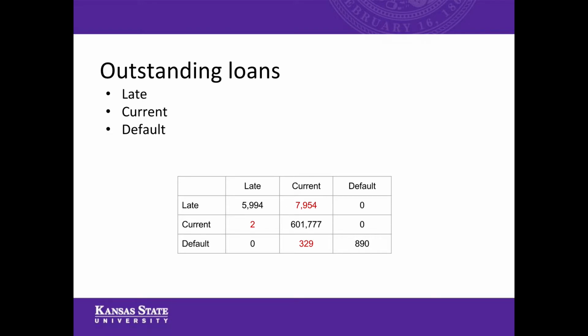So this is what they call a confusion matrix, which shows the number of correct guesses or predictions in black, and the number of errors or misplaced people in red. The way you read this is the columns are what we guessed, while the rows are what has happened. So in this example, we guessed 7,954 records are current when they were actually late. So looking at just the people that are non-current, we're about 45% accurate here.